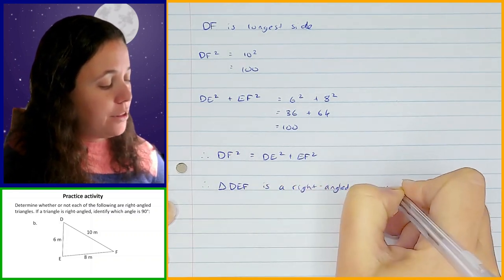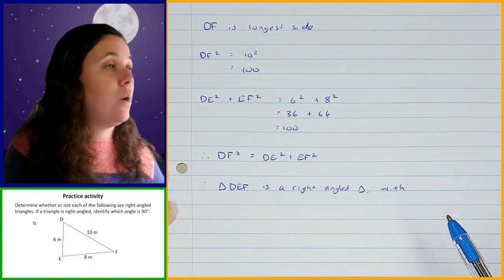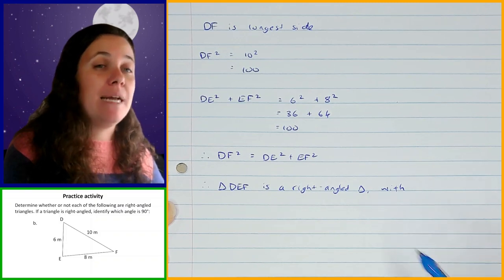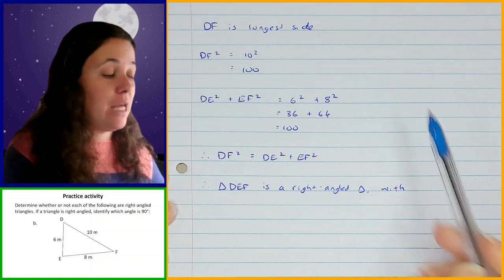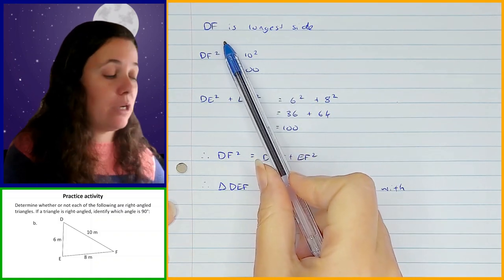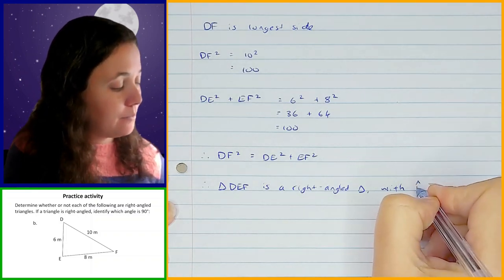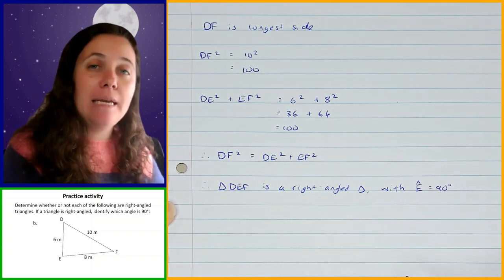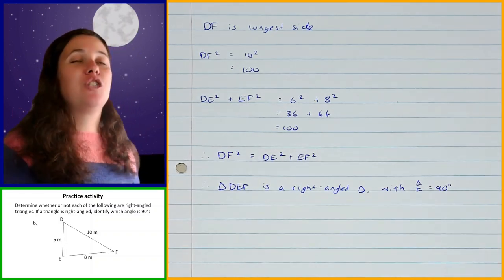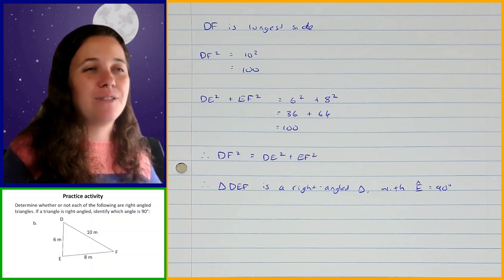Now we have to identify which angle is 90 degrees. In this one, the angle that is opposite the longest side is DF, so that means that DF must be the hypotenuse in this triangle. So the angle opposite DF is angle E. So that means that angle E is equal to 90 degrees. That is what you should have got for that question. And that is the Pythagorean theorem and how we use it to determine whether or not a triangle is right angled.